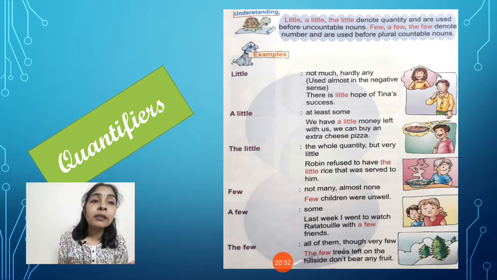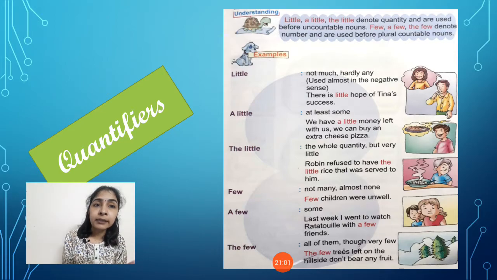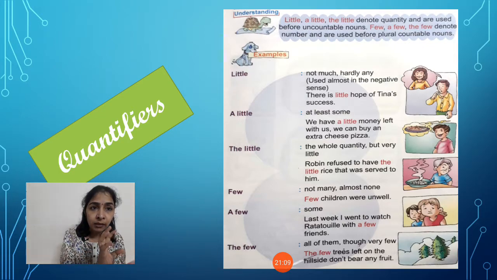There is little hope of Tina's success. That means there is hardly any hope of Tina's success. When we use a little, we use it in the sense of at least some. There we were using it in the hardly any sense, and here we are using it to mean at least some hope is there.